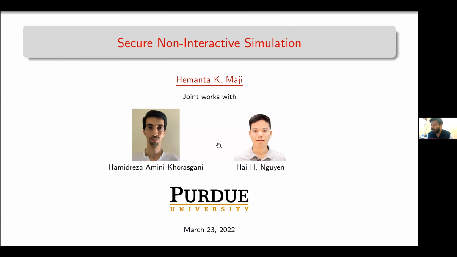So today I will be talking about secure non-interactive simulation. This is a joint work with my students Hamid and Hai. The objective of this talk is to lay the foundations of secure non-interactive simulation, motivate this research through its applications in secure multi-party computation, and discuss the potential for exciting new research directions.